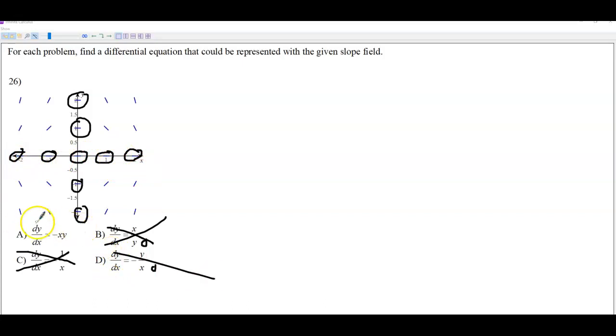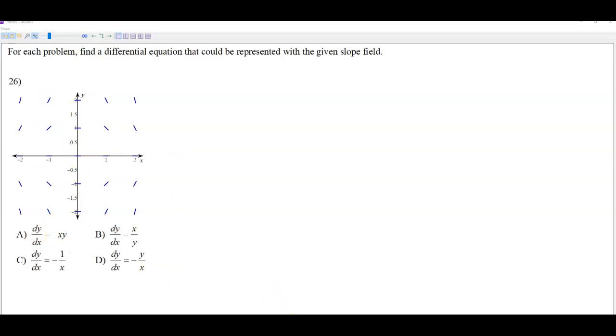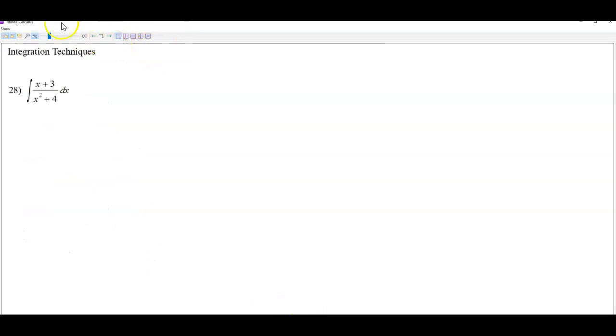So that's not it. But here would be our answer, because whether x is 0 or y is 0 on these axes, that'll make the slope 0. So that one was pretty easy to find. So there's that one. Let's go ahead and move on to number 28.